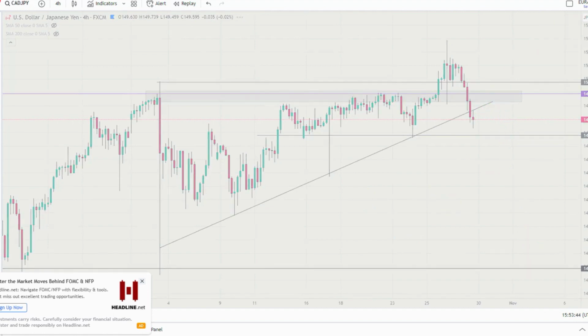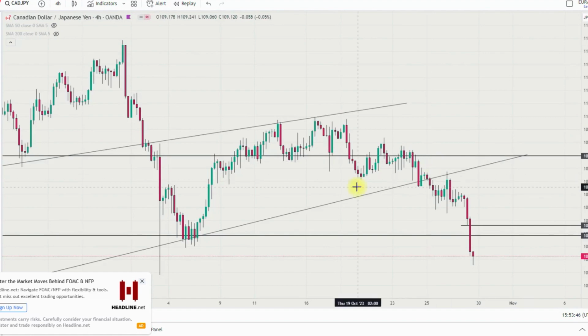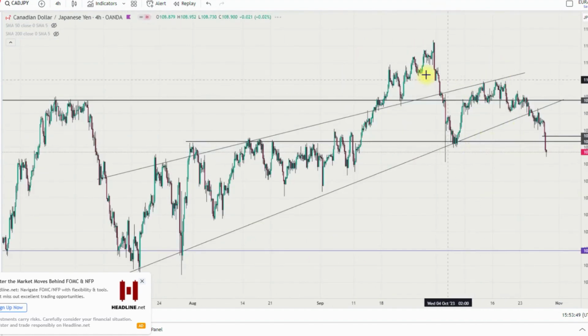Same thing on Canadian dollar Japanese yen. Last week we took profit on Canadian JPY. We sold the pair from here and they probably took profit at one of these levels at this area. So it actually broke the level I'm looking at, this level, to the downside, but I can still see more downside movement on Canadian dollar Japanese yen.